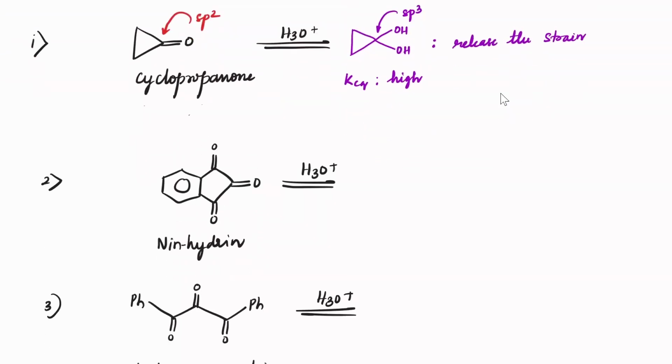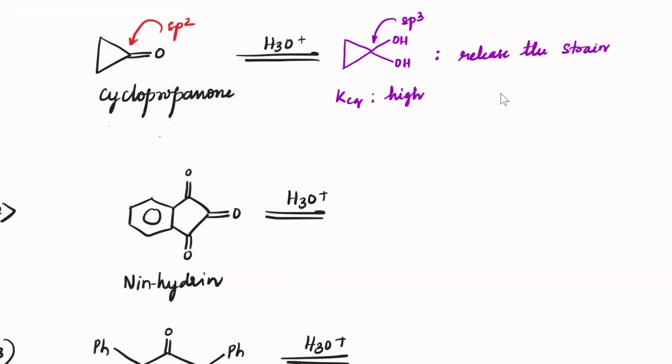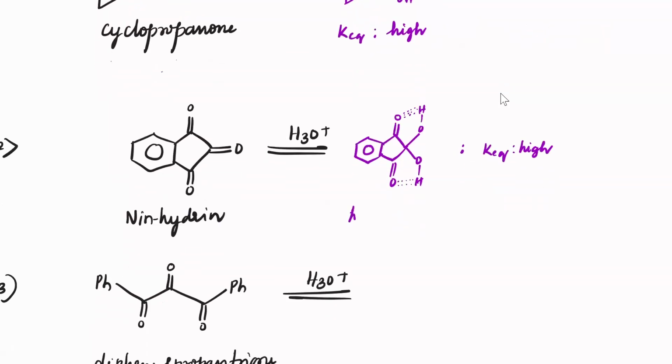Next, if you notice ninhydrin, in the case of ninhydrin, after making the hydrate form, you will have O and H here, O and H here, and double bond O and double bond O. So you can notice that there is a hydrogen bonding here as well as a hydrogen bonding here. So due to this strong intramolecular hydrogen bonding, again the K equilibrium is high. So it is the hydrate of ninhydrin.